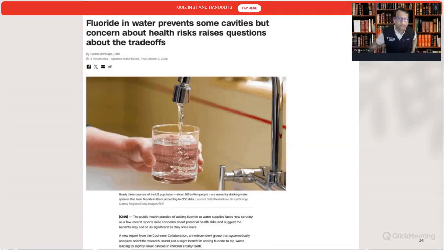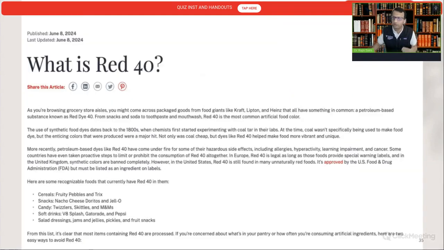This is a reference from CNN. Fluoride in water prevents some cavities, but health risks raise questions about the trade-offs involved with the fluoride. So these are all very much new science, new evidence that is coming up nowadays.